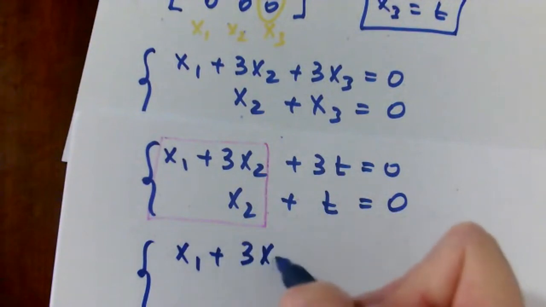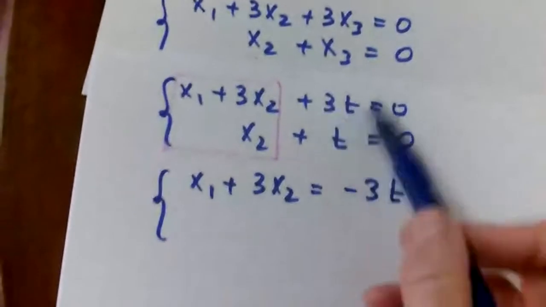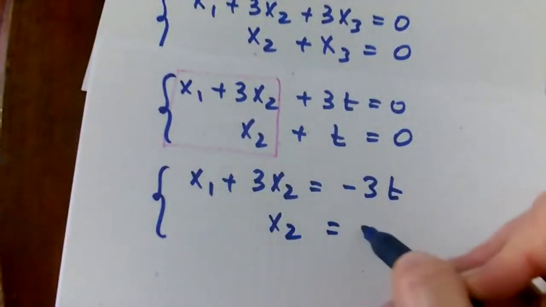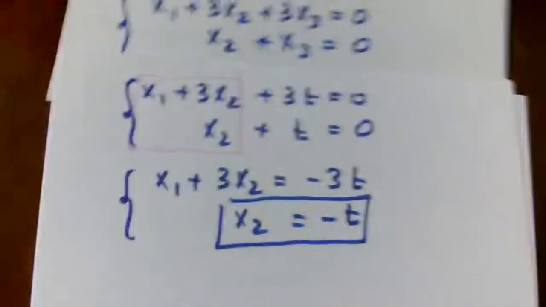So x1 plus 3x2 is equal to minus 3t. I'm moving this guy to the right, and x2 is equal to minus t. But look at this, we already solved x2. We already have the solution for x2.